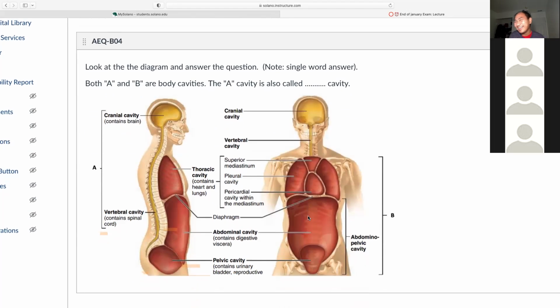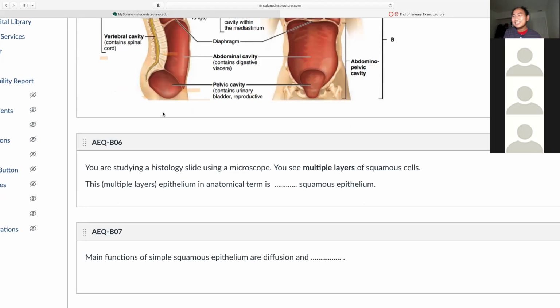Okay. And this body cavity, A. Here the question is, dorsal? I know. Dorsal cavity, there we go. Yeah, dorsal.